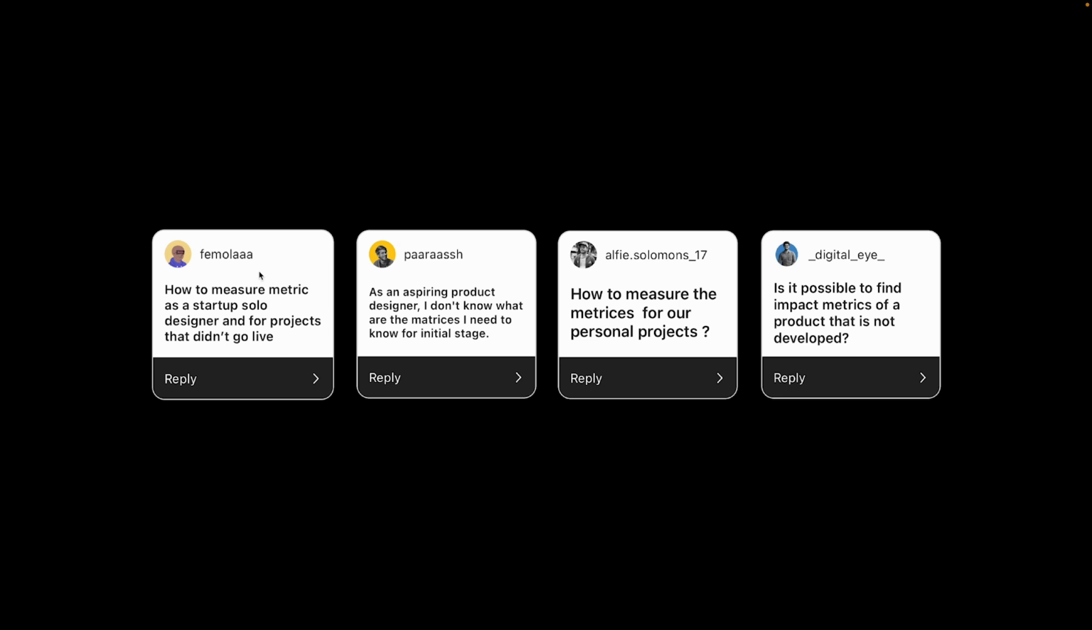Now, this is the job of the product manager to keep track of the metrics of whatever you're trying to solve. It is their job to measure using the tools that they have. As an aspiring designer, I don't know what are the metrics I need to know, right?